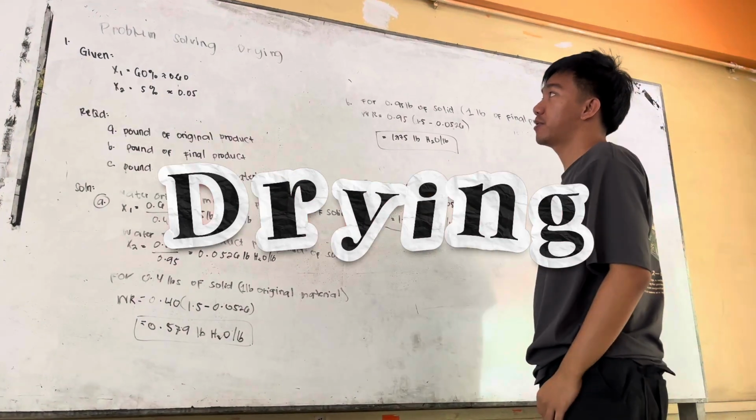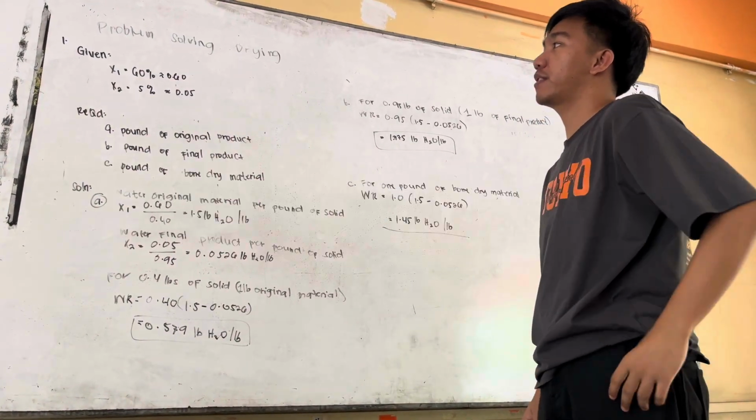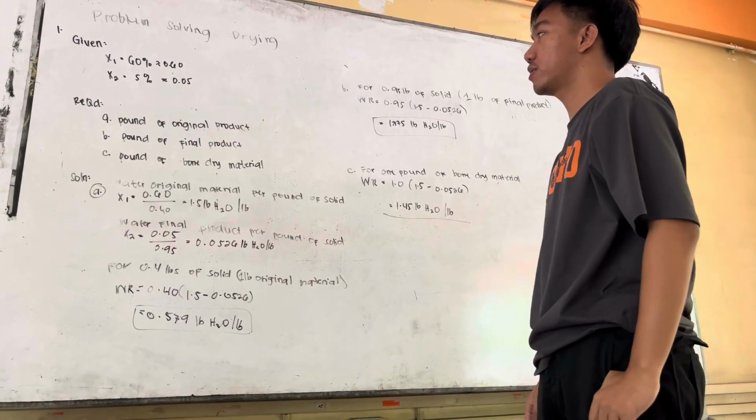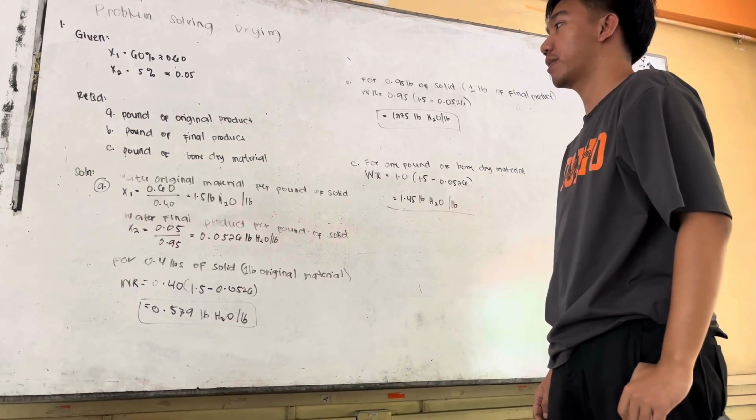So we have a problem solving for drying. Number one, given x1 is 60%, x2 is 5%, so required are original products, final product, and bone dry material.